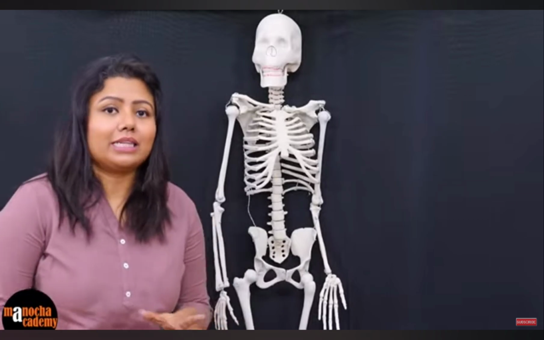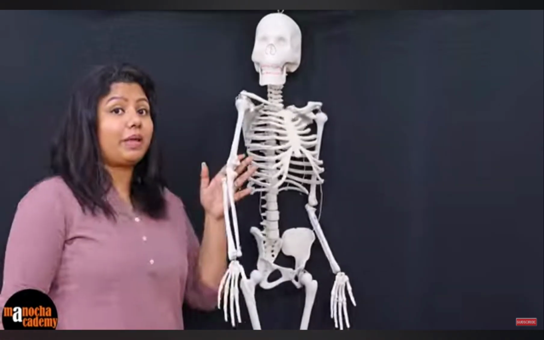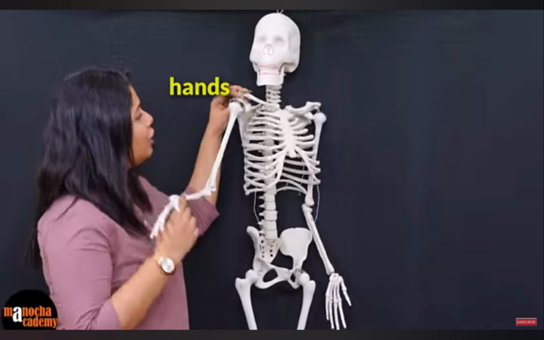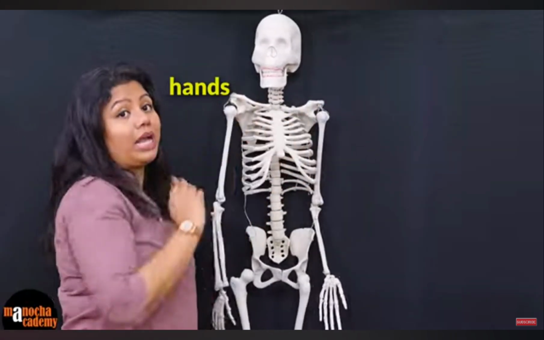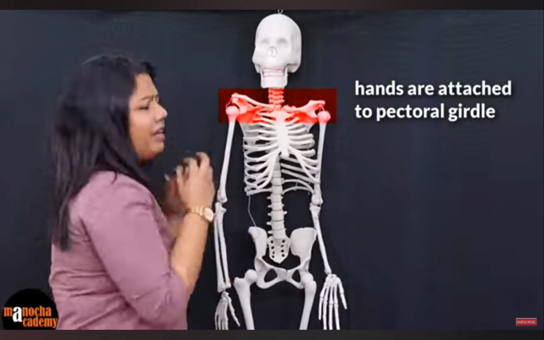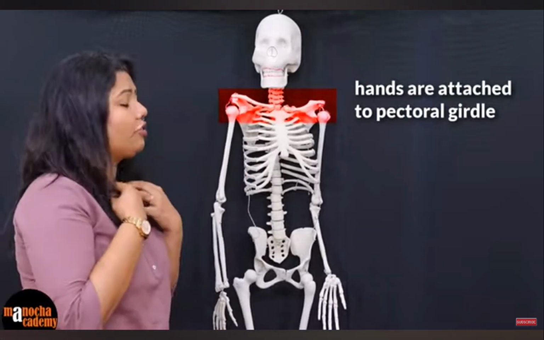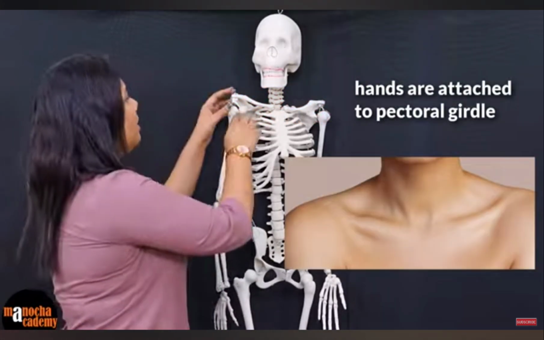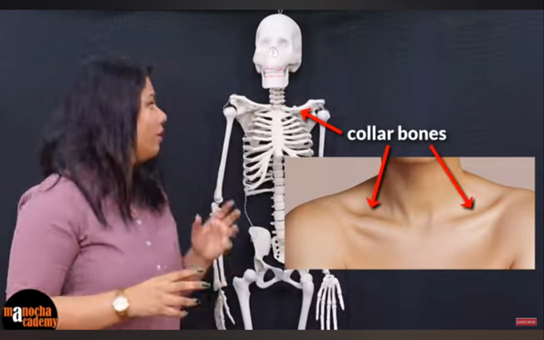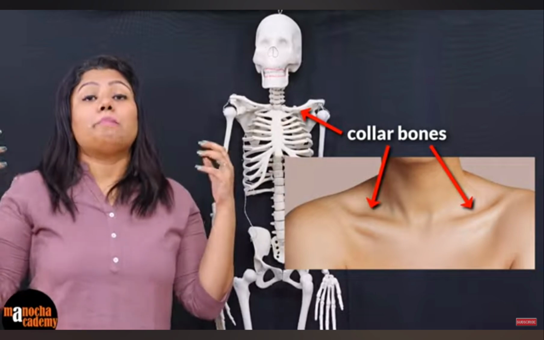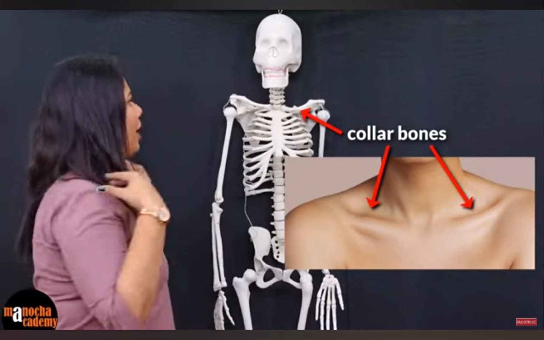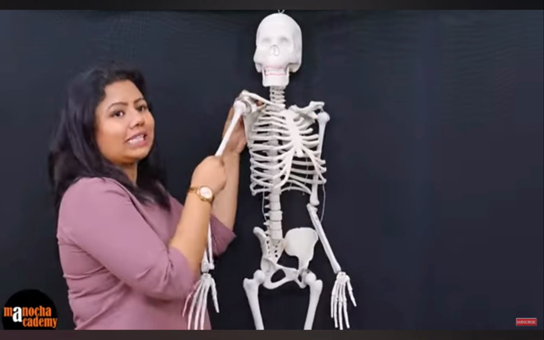Now let us have a look at the appendages. So the first appendage that you see here are the hands. And these hands are attached to this structure here, which is known as pectoral girdle, something that we call our shoulder. You must have seen people who do not have a lot of fat deposition in the body. They do show these 2. These are collarbones, and these collarbones are a part of our pectoral girdle or the hand girdle, or the girdle to which the hands are attached.